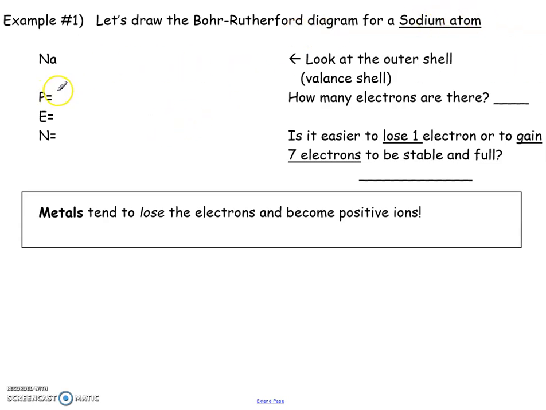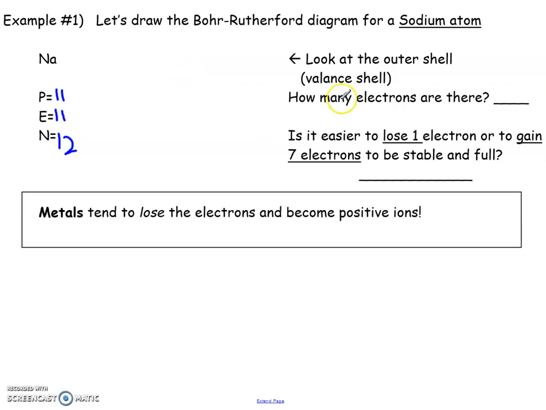Sodium has 11 protons. Remember, that's the atomic number, and it has 11 electrons. For the number of neutrons, I believe we have 12. So we have 23 minus 11, so we have 12 neutrons.